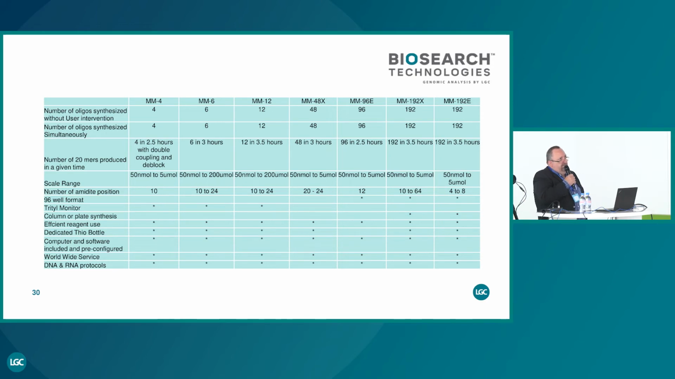Also, one important thing is to check which kind of impurity you create. If you use CPG, the impurity will be short oligos. So it will be easier to clean afterwards. If you use polystyrene, it will be longer oligos. And so afterwards, it may be difficult to clean with the purification.